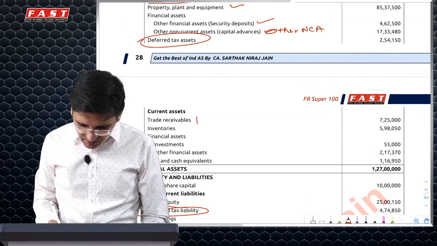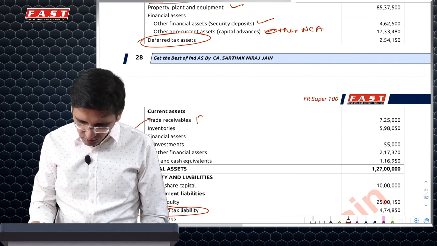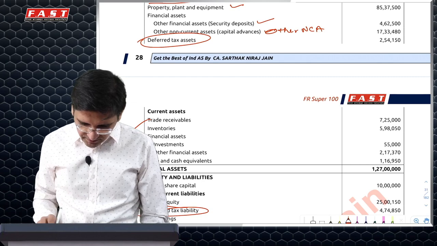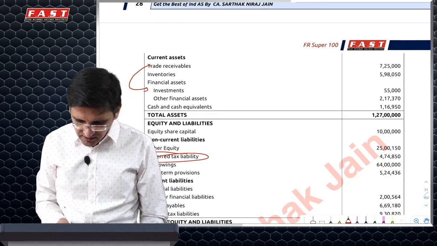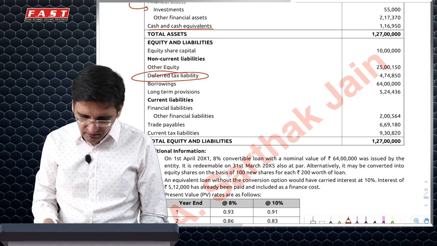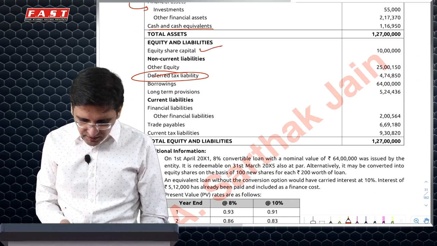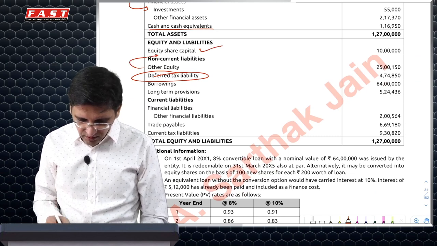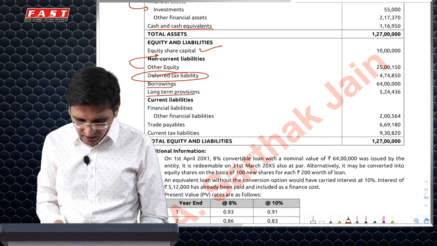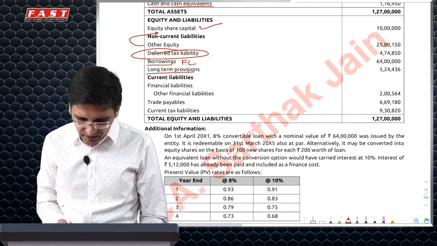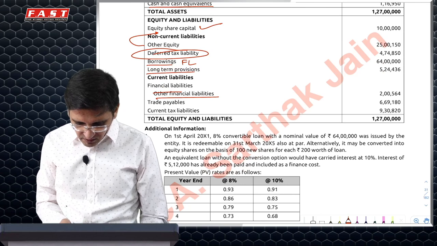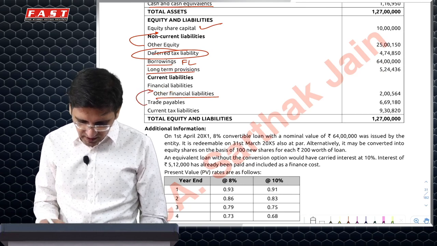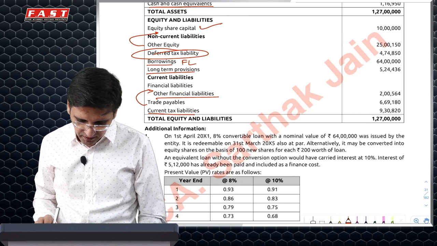Current asset, trade receivable should be a part of financial asset and not shown separately. Inventory is fine. Investments are fine. Other financial assets, let's see what it is. Cash equivalent. This is okay. Other equity should be shown under equity, not under non-current liabilities. Borrowings under financial liability, long-term provisions separately. Trade payables also under financial liabilities and current tax liabilities separately.